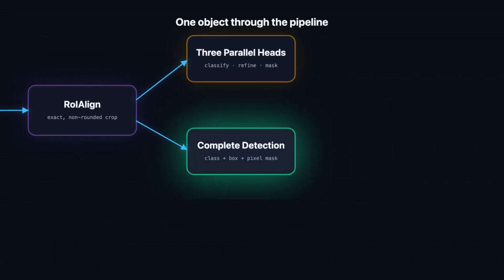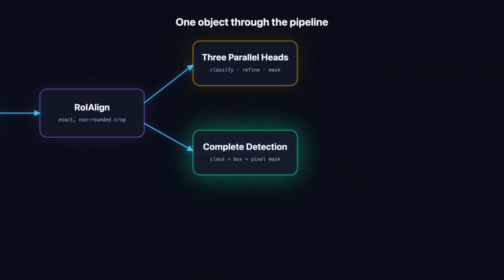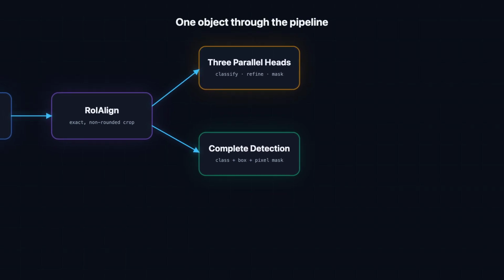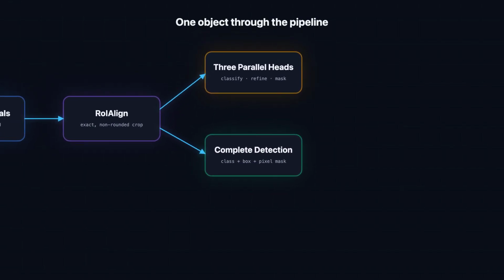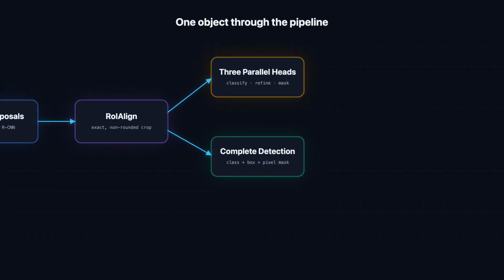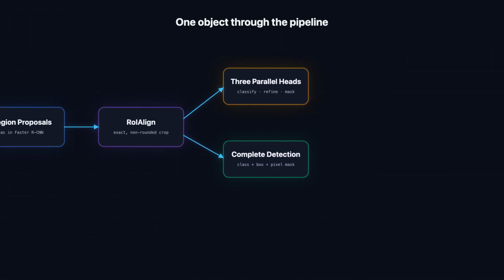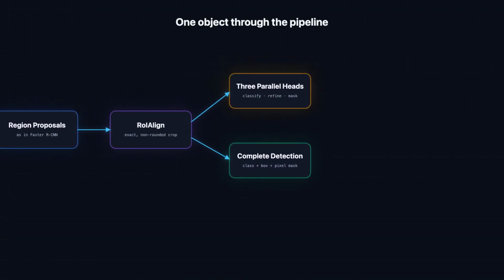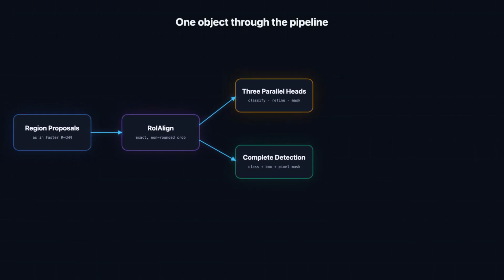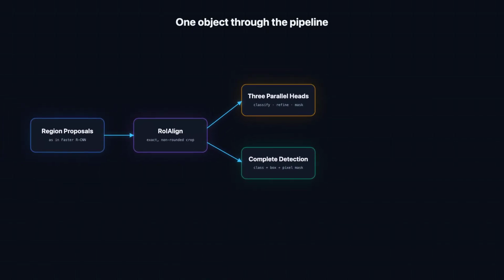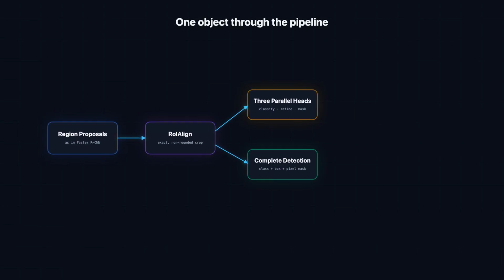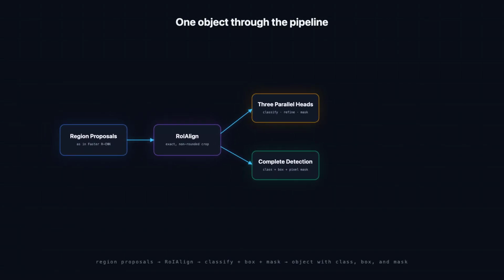And each detection comes out complete. Every object carries a class label, a refined bounding box, and its own pixel-accurate mask, all produced together in a single forward pass. That combination, delivered per object, is precisely what instance segmentation means, and it comes almost for free once the branch is in place.